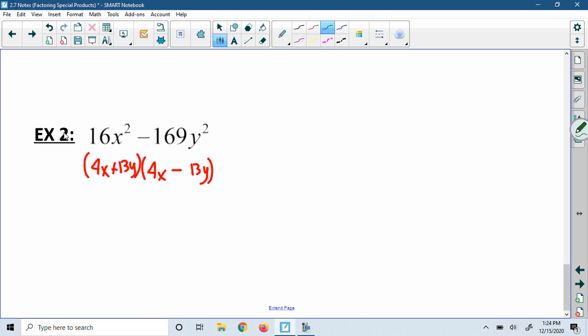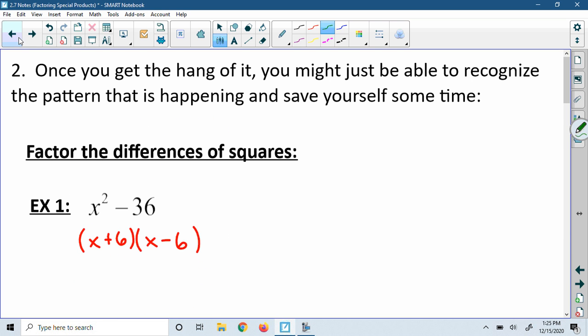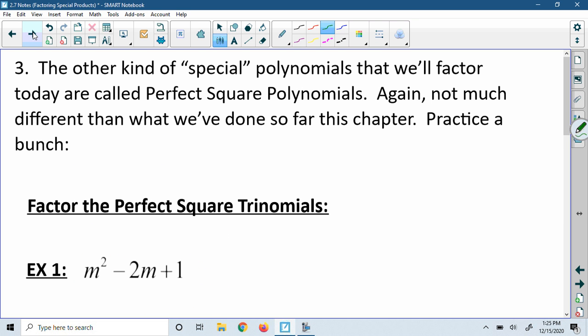I just noticed a typo. That is not example 2, that's example 5. Pretty handy pattern there. Okay, so number 3.